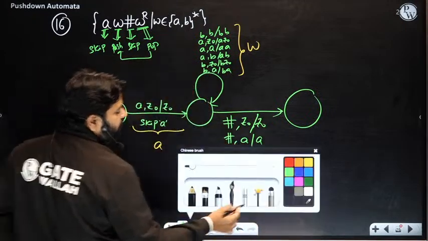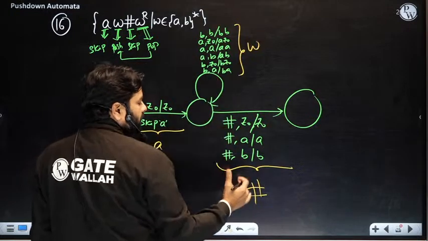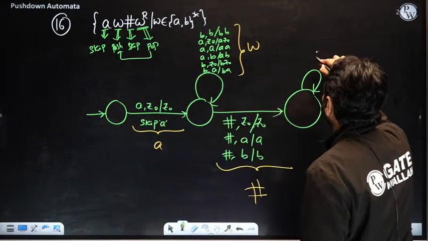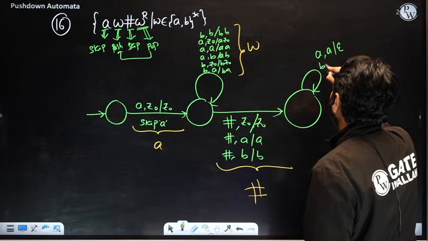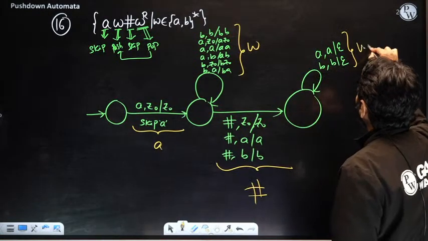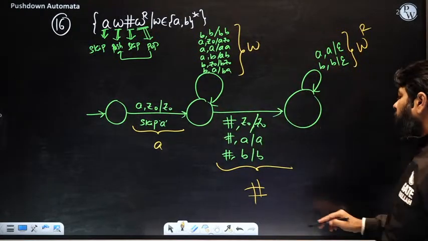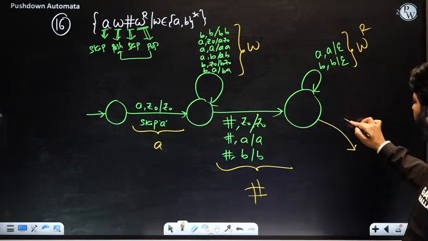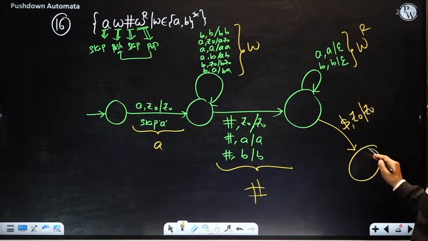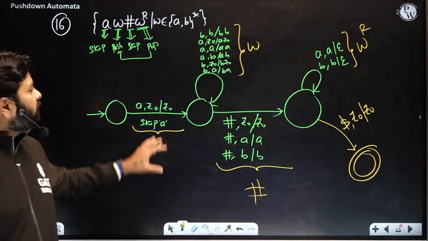Now this is the symbol hash: A, W, hash. Now the reverse. What is the reverse logic? Match. A comma A, pop. B comma B, pop. This is going to ensure the reverse of the string will happen. Whatever is pushed here, its reverse should appear here, right? Finally, when the end happens, only Z0 should be on the stack. Then go to final. Okay. So this kind of logic is needed.